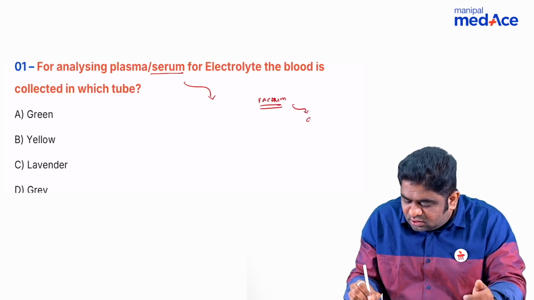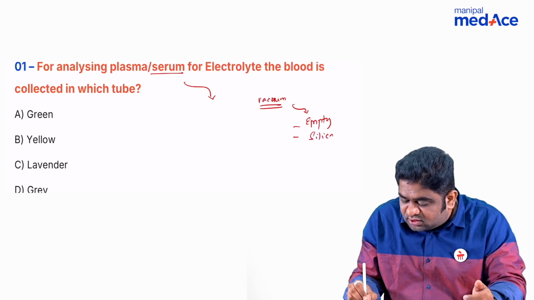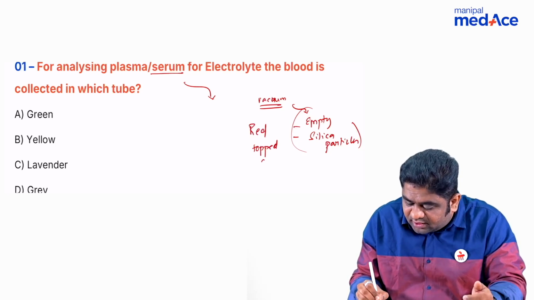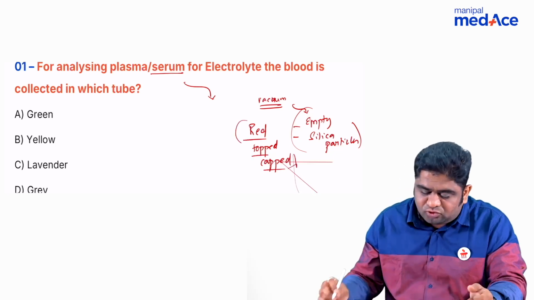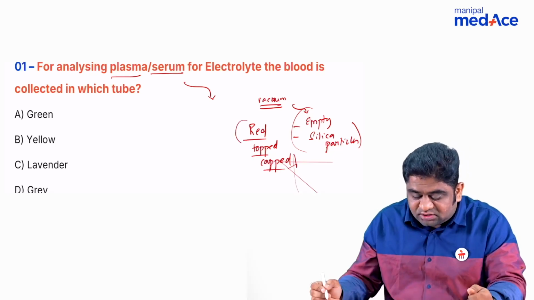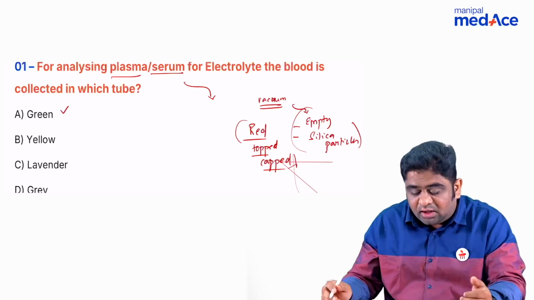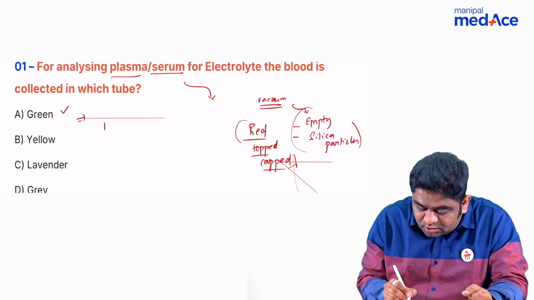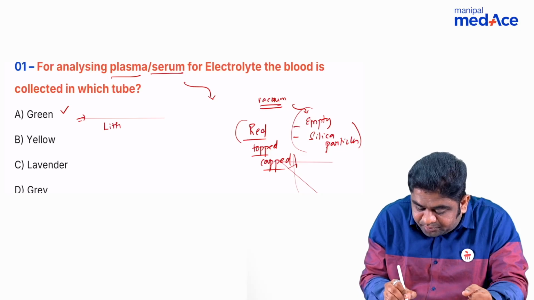which is either empty or coated with silica particles so that clotting can be activated. So you will be using red topped or red capped vacutainers when it has to go for serum. Now for the remaining things, in case of plasma, you can go for green capped container. Green capped container is meant to contain lithium heparin.